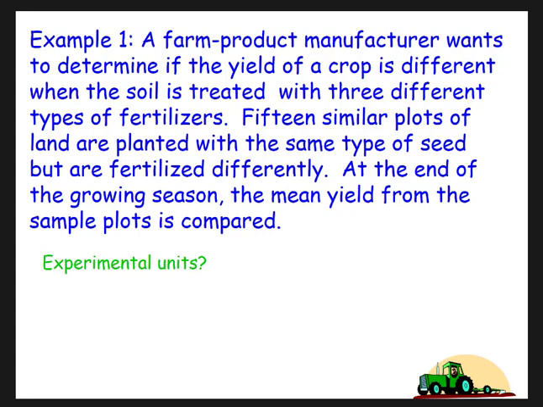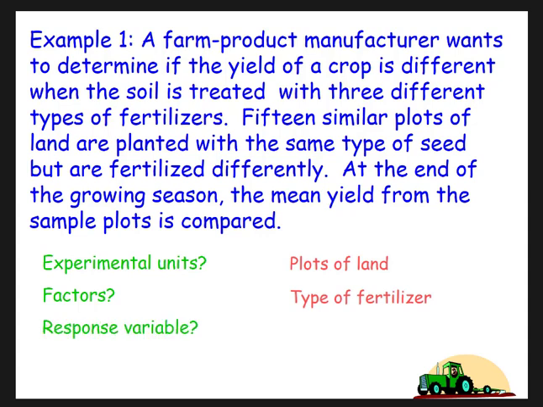A farm product manufacturer wants to determine if the yield of a crop is different when the soil is treated with different types of fertilizer. 15 similar plots, so the soil being the same, seeds and everything else, but are fertilized differently. At the end of the growing season, the mean yield from each plot is compared. So the plots are the different experimental units here. The factor is the fertilizer, everything else is controlled. As long as they're in an area where they're going to get the same amount of rain, they're close enough together, same amount of sun and stuff like that. The response variable is going to be the yield.